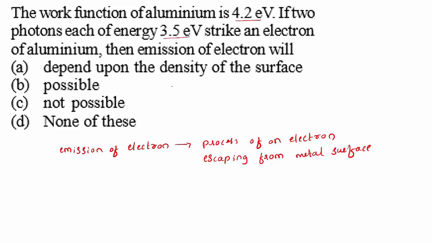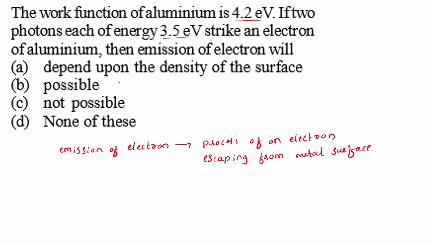Remember, during this process, the energy of two photons cannot be added. When the photon collides with the electron, the energy of both photons cannot be added. During that collision, the energy will be dissipated, or the amount of energy will be wasted. And this energy is not sufficient to emit the electron from the metal surface. So emission of electron here is not possible.